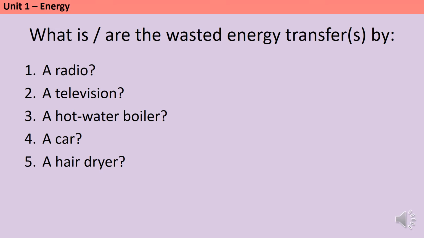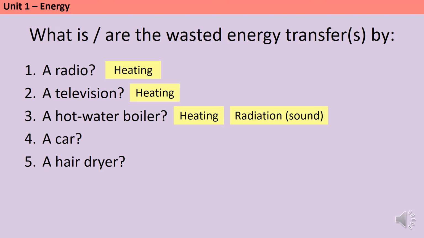The radio and the television are both electrical appliances, and therefore they are going to waste some energy by heating. The hot water boiler is also going to waste some energy by heating because it's going to end up heating things that aren't the water. But also there might be some radiation. We might have some sound being produced as the water's gurgling in the pipes, and that's wasted energy transfer too.